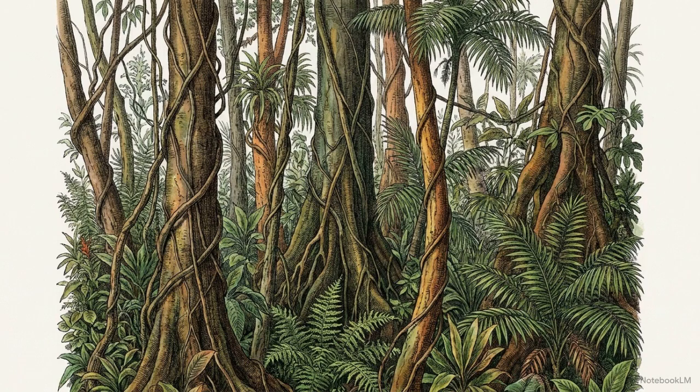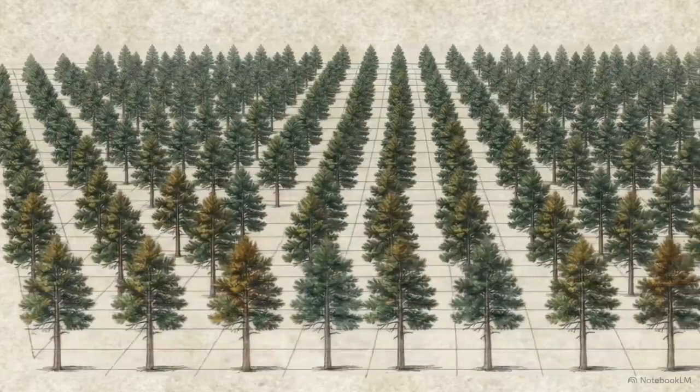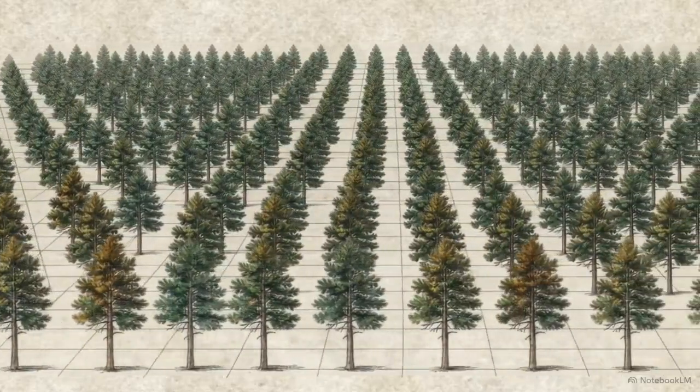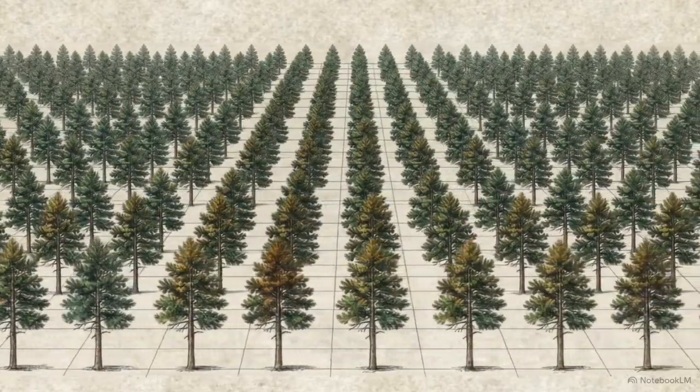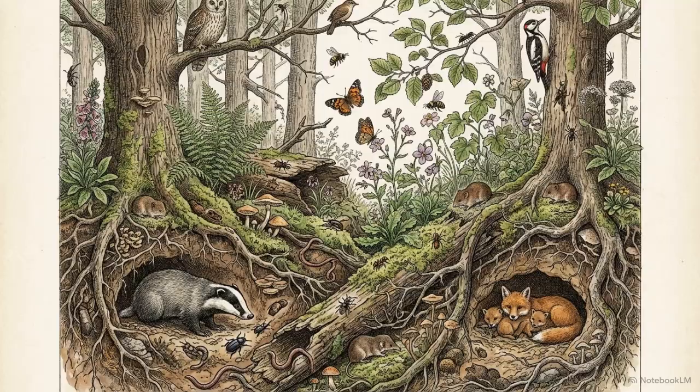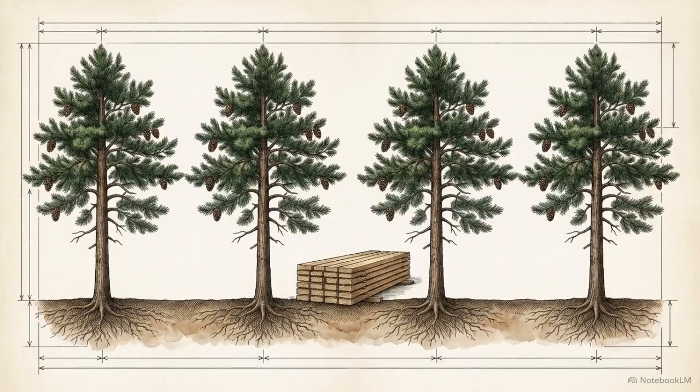An unmanaged old-growth forest is a dense, chaotic network of competing species. But by contrast, a managed stand, exactly like this even-aged timber plantation, is built on strict architectural order. Unmanaged ecosystems naturally maximize biodiversity and resilience against disease. Managed stands deliberately sacrifice that diversity to optimize for a highly targeted economic output.